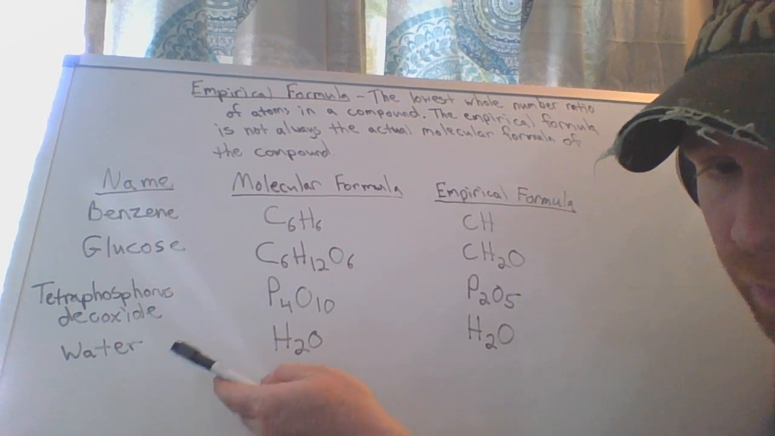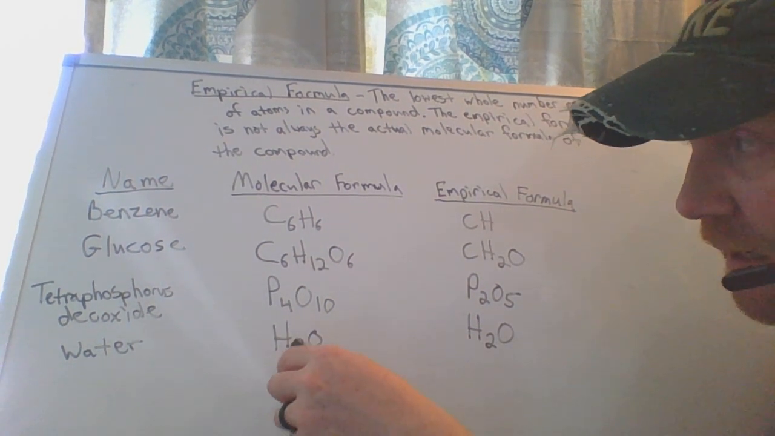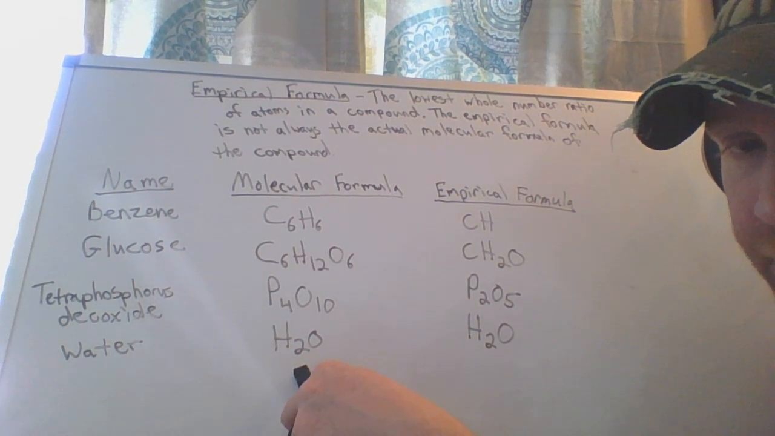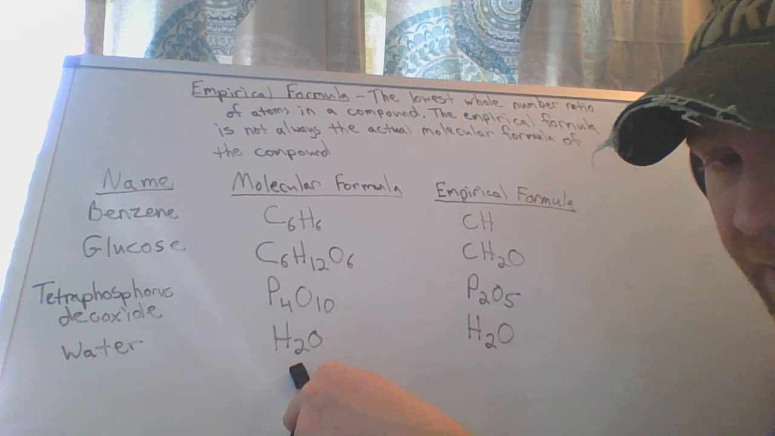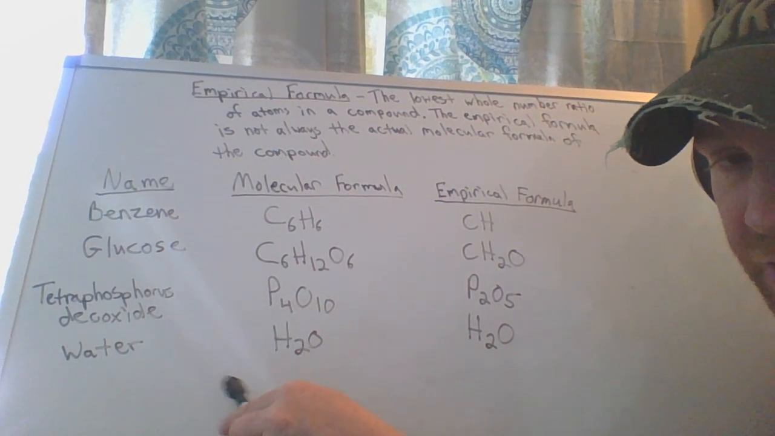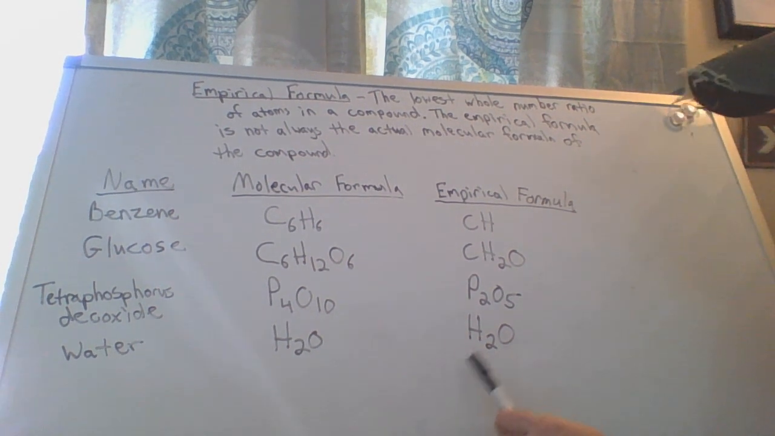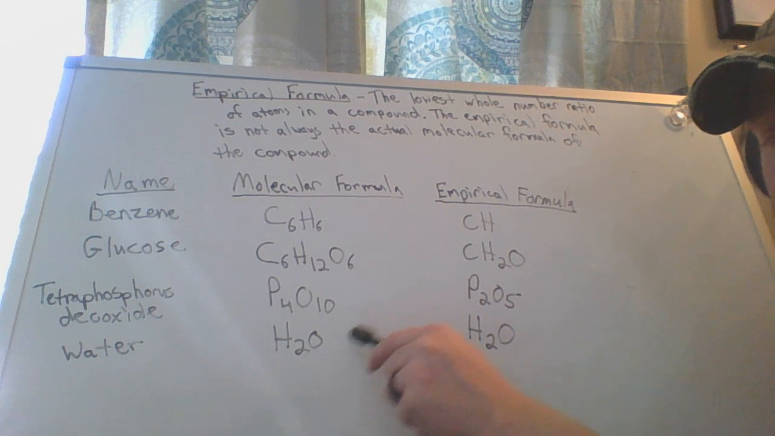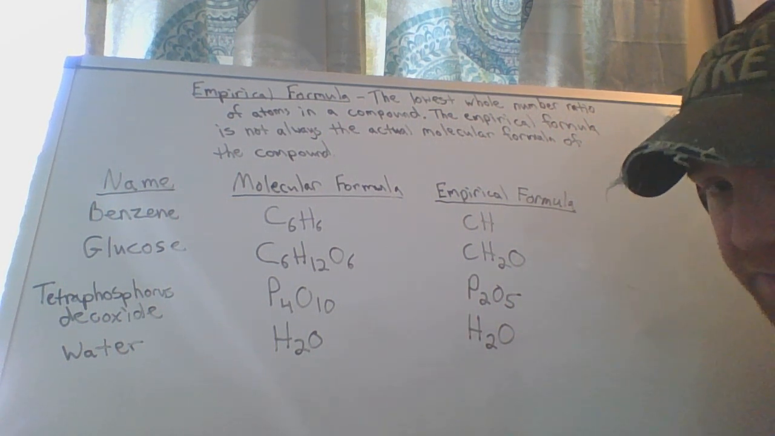Check this one out, water. We all know water. Its molecular formula, the actual chemical, is written as H2O. Can that be simplified? No, because for every 2 hydrogens, there's simply 1 oxygen in the molecular formula. So in this particular case, the empirical formula and the molecular formula are the same.